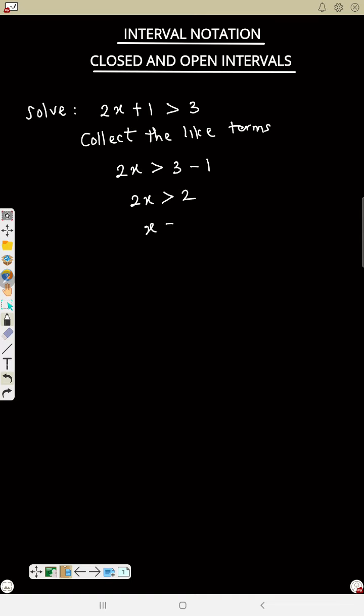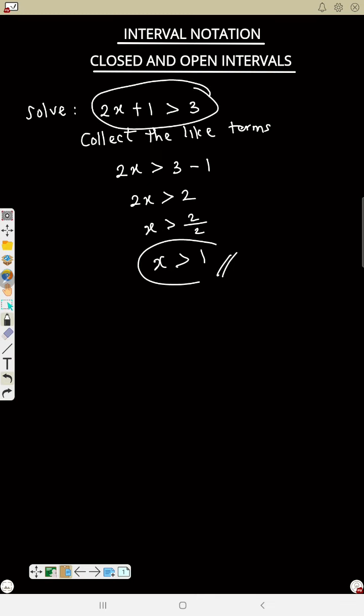Then x is greater than 2 divided by 2. You know we are dividing both sides by 2. So x is 2 over 2, so x is greater than 1. And if you watch my video, I've done something on inequalities briefly, but I'll still do it again. So now we'll borrow this. If you solve this equation, you are going to get x is greater than 1.